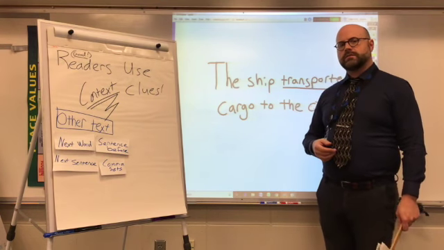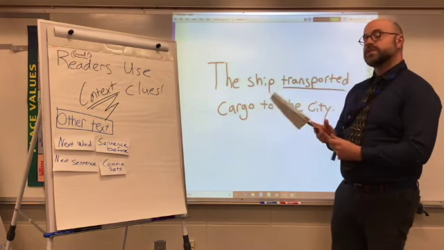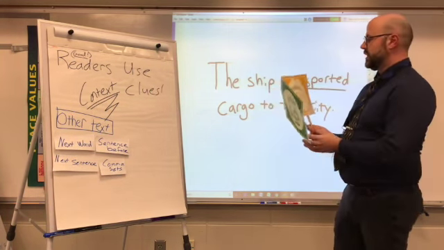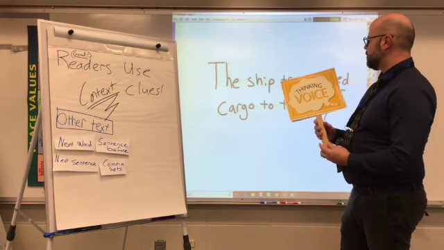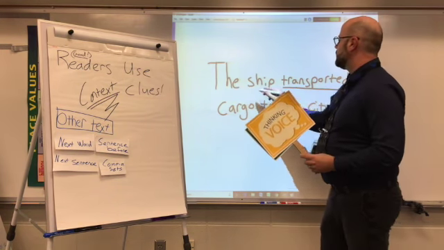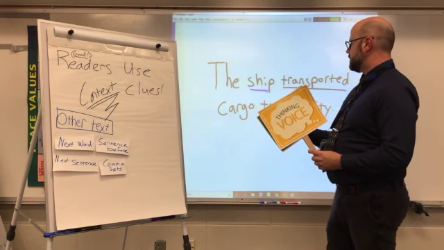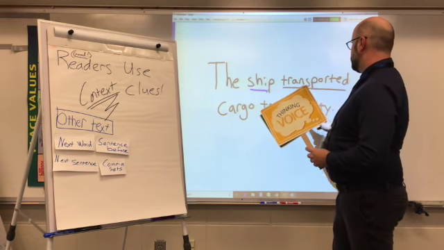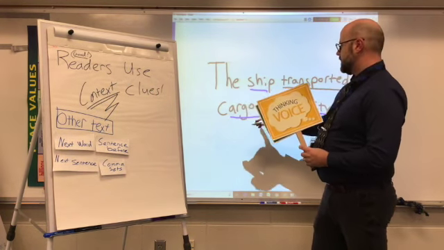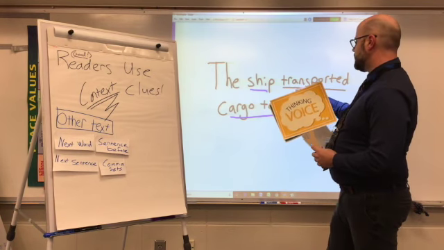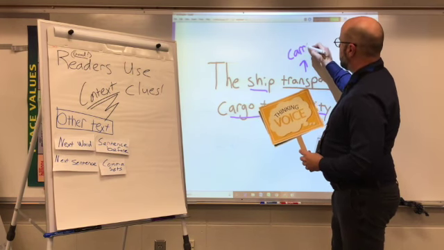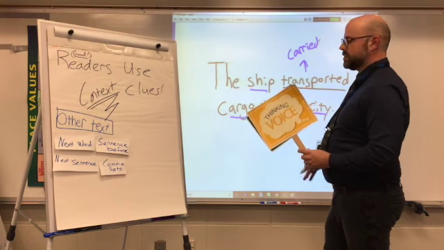What does transported mean? I'm reading that, I'm using my reading voice. The ship transported cargo to the city. Thinking voice. What does transported mean? Well, I know that a ship takes stuff, and there's something, cargo to the city. There's a ship, and it's going to a city. So if it's transporting, that means that it's carried it.